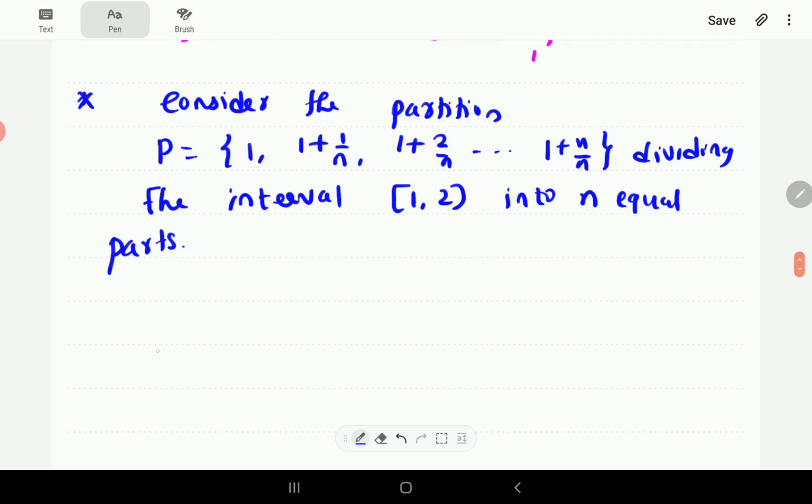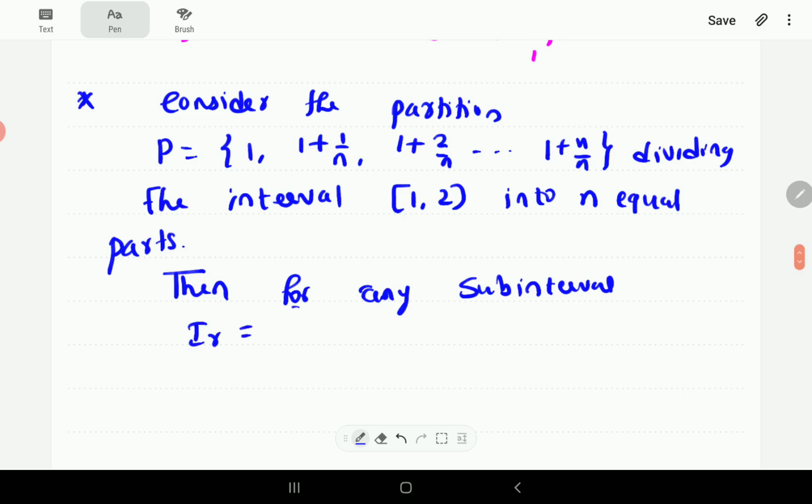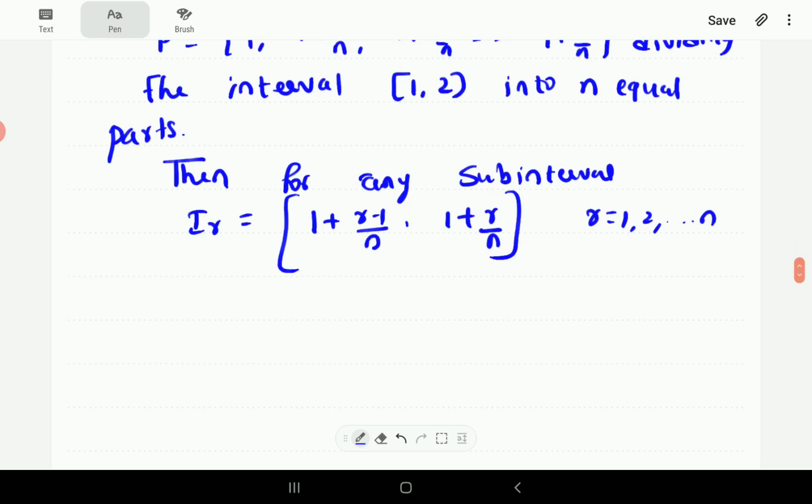Now let us take any subinterval, say I_r, which is equal to 1 plus (r minus 1) by n to 1 plus r by n. So let us take this as one of our subintervals, r equal to 1 to n. If I put r equal to 1, I'll get 1 here. If I put r equal to 2, I'll get 1 plus 1 by n, and so on. We'll be getting all the required partitions by substituting the r values.